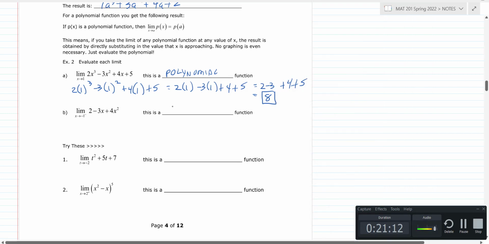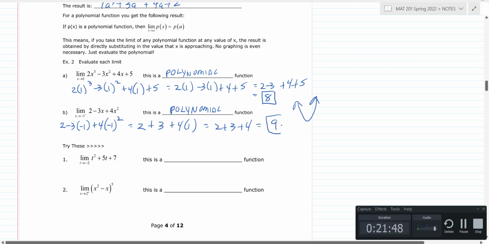Okay, next one, same idea. This is a polynomial function, and it's a quadratic. So this one would look like that if you put it on a graphing calculator. So we're approaching -1 from the left. It doesn't matter if it's a left or right-hand limit. You're still going to get the same thing. You just plug it in. So you do 2 minus 3 times -1 plus 4 times -1 to the second. That's equal to 2 plus 3 plus 4 times 1. So that is equal to 2 plus 3 plus 4. So that would be equal to 9, like that.